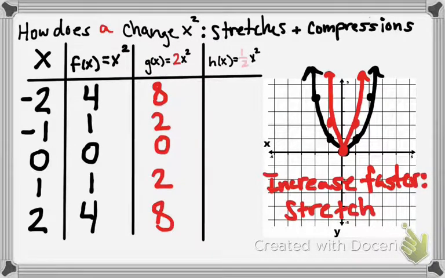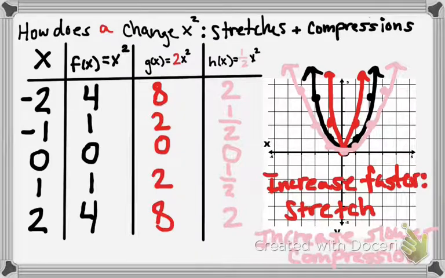Now with my other function, h of x is equal to 1/2 x squared, I'm going to multiply my final answer by 1/2. So I had 4. 4 times a half is 2. 1 times a half is 1/2. 0 times a half is 0. 1 times a half is a half. And 4 times a half is 2. So if I graph these points, oh, look at that. My function's taking longer to increase. If it increases slower, we call this a vertical compression.